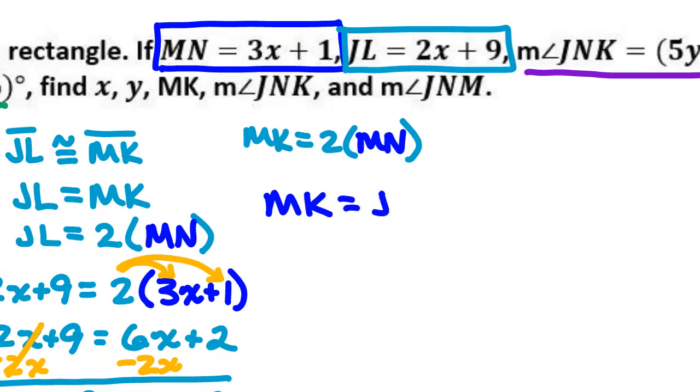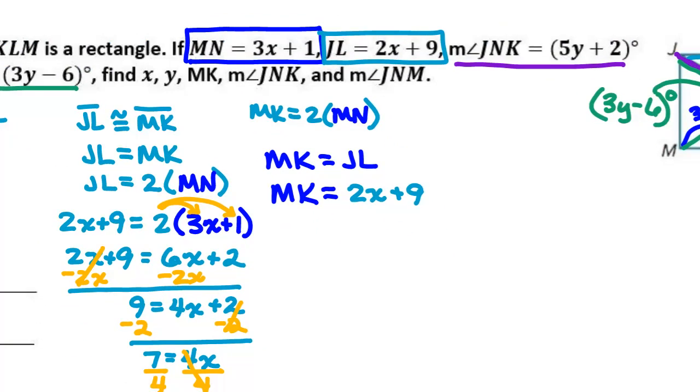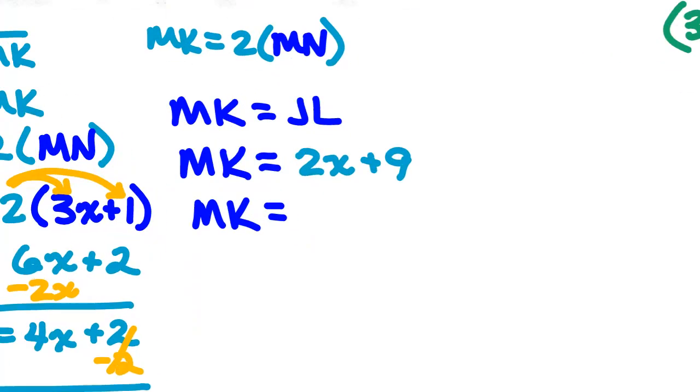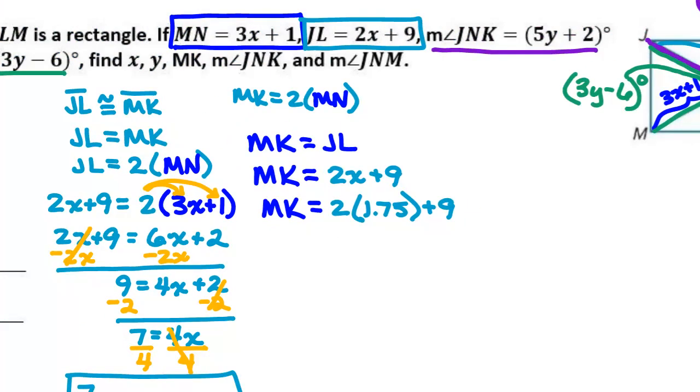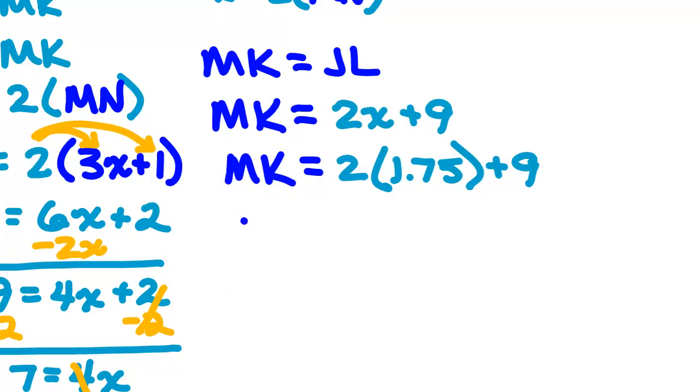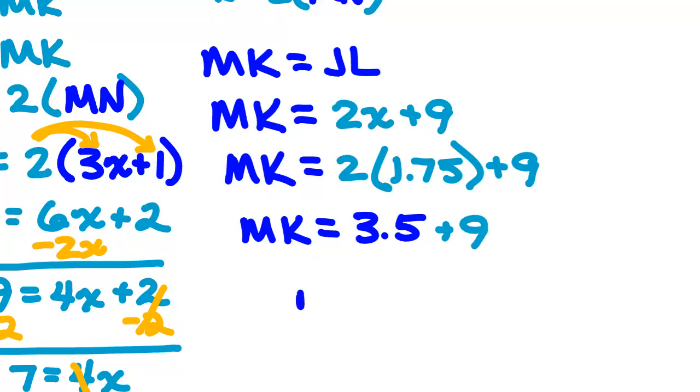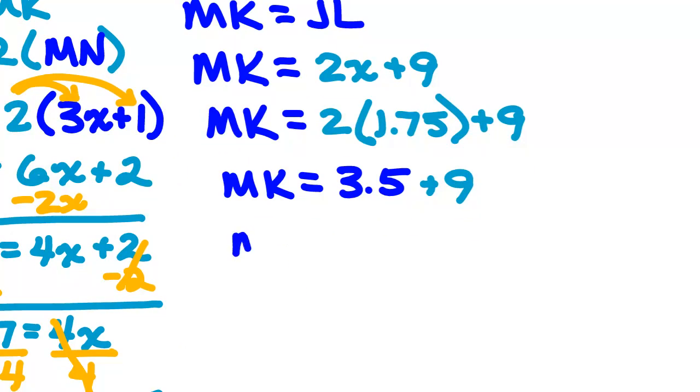MK equals JL. So we can substitute in the expression for JL, 2x plus 9. And then we just found x. We found out that x is how big? 1.75. So 2 times 1.75 plus 9. What is 2 times 1.75? 3.5 plus 9, 12.5. So MK is 12.5.